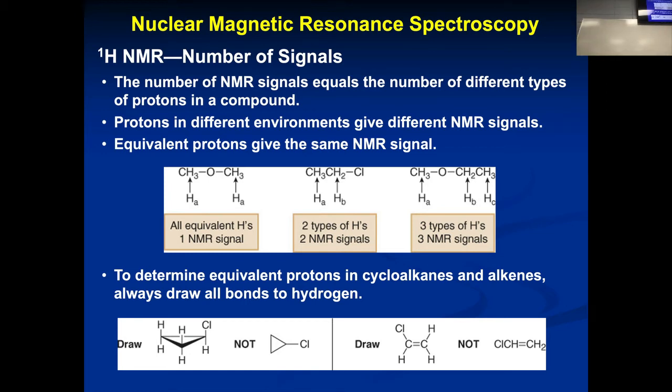Right, and I can't point to it with that monitor. But this hydrogen is attached to the carbon with the chlorine. These two hydrogens are just attached to a carbon. But this one's closer to the chlorine than this one. Right? So it's 1, 2, 3 different environments. Looking at it like that, it would be very difficult to tell. You've got to look at it in three dimensions. Okay?